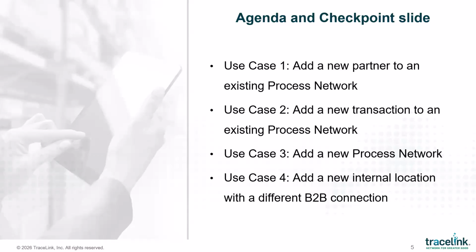Then use case 3, adding a new process network. And finally, use case 4, adding a new internal location with a different B2B connection.